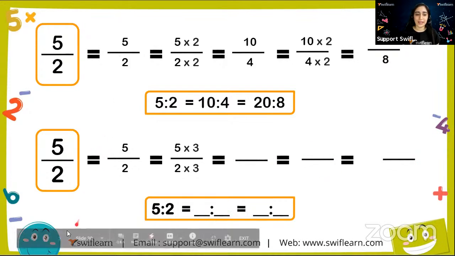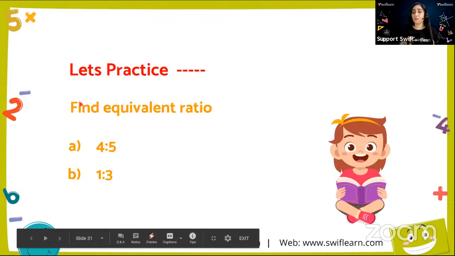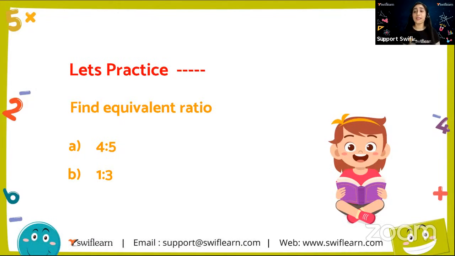Okay, so now I'll give you some questions. You need to practice this. This is what you have to do now. You have to find the equivalent ratios of 4:5 and 1:3. This is your homework. Let's meet next time and give me the right answers when you're back. Kindly solve this.